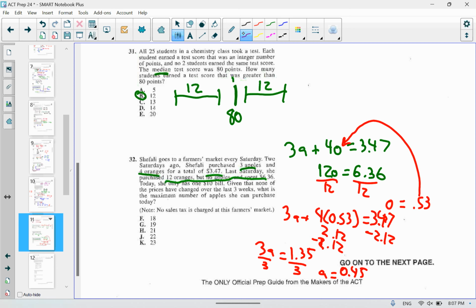Now the question specifically says if I have one $10 bill. So then I could take my $10 bill and divide it by that 0.45 per apple and find that I could get about 22.2 apples, or letter J.